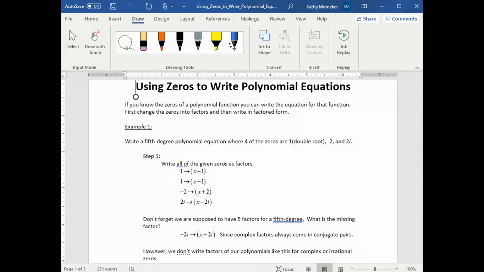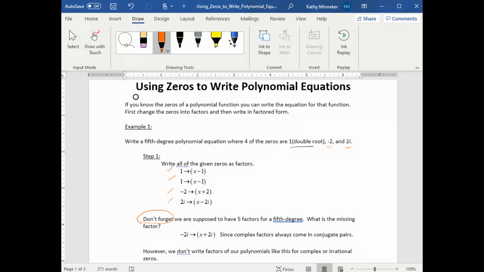In example 1, we're looking at writing a 5th degree polynomial where 4 of the zeros are 1, which is a double root, meaning it occurs twice, which is why you have here first and second. The zero being 1 becomes x minus 1 and another x minus 1. Having x be negative 2, we end up with x plus 2 as a factor. And then finally, 2i is a zero. So we end up with x minus 2i.